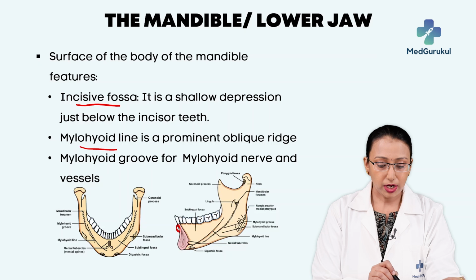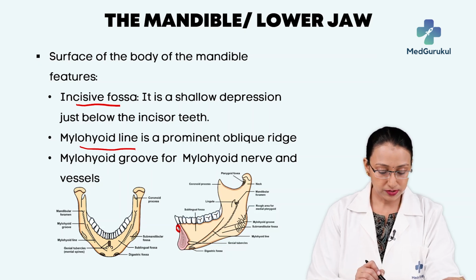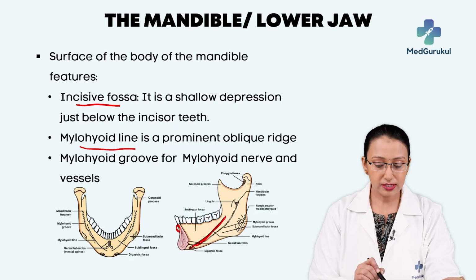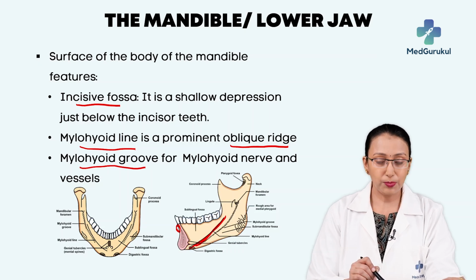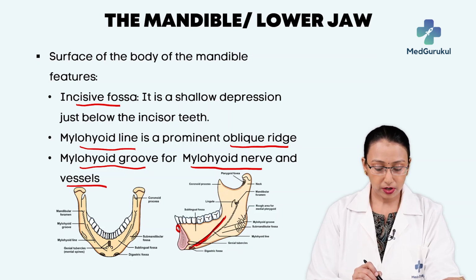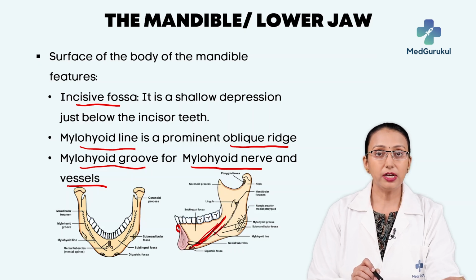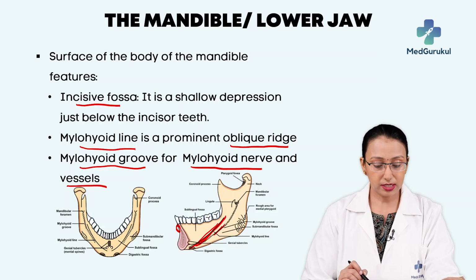Then the mylohyoid line. This is present along the inner surface as a prominent oblique ridge. The mylohyoid groove is also present, a shallow depression below that, for the mylohyoid nerve and vessels. So the mylohyoid line is there, and below it a groove for the mylohyoid nerve and vessels, along the inner surface.